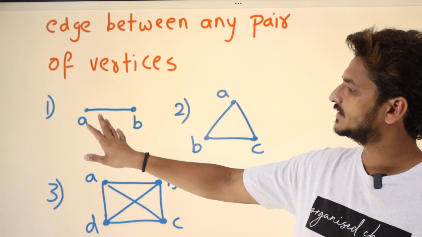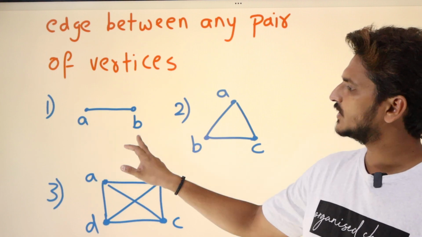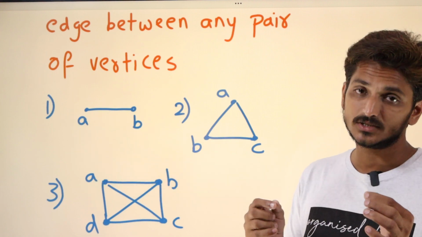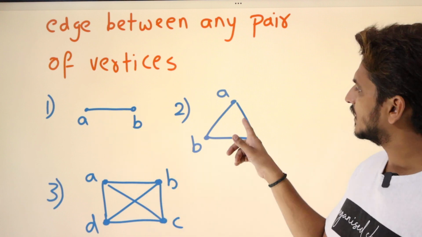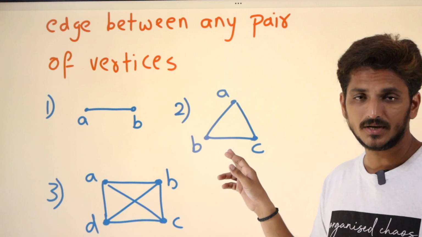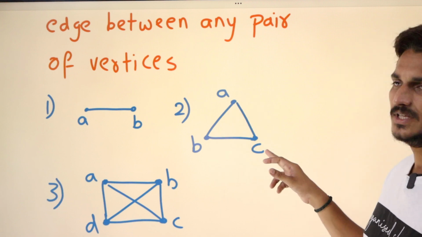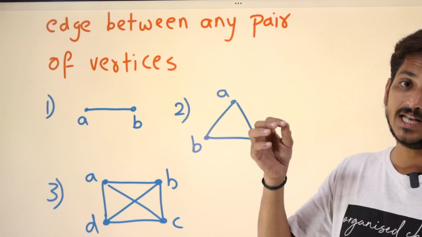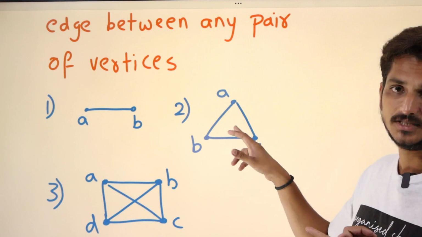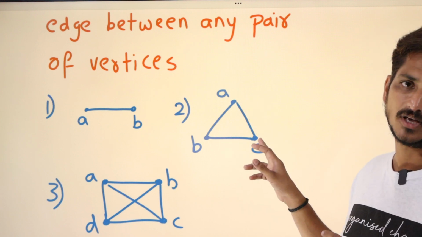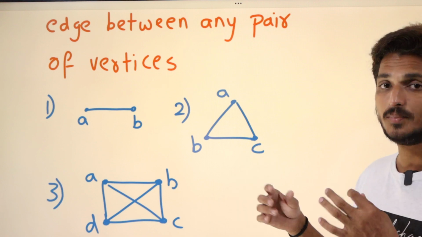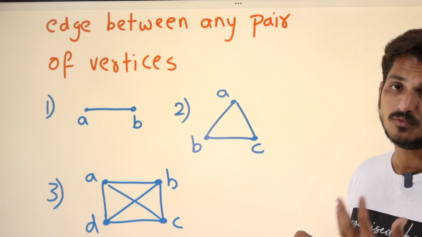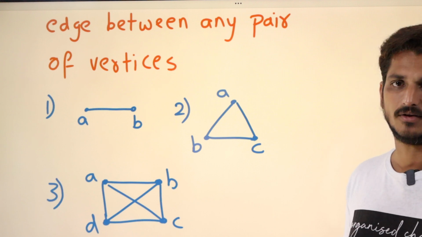Let's take this example. The first one, we have two vertices. You take any two vertices, you should have an edge. Yes, there is an edge between A and B. Similarly, take this one, a complete graph. A, B, C, we have three vertices. You take any pair of vertices: A, B, edge is there; A, C, edge is there; B, C, edge is there. So any pair of vertices should have an edge. Then we say it is a complete graph.